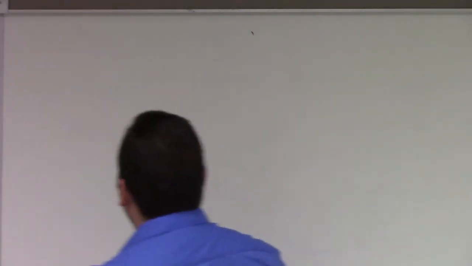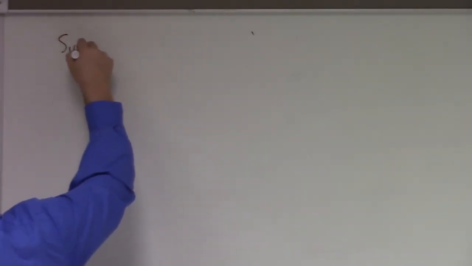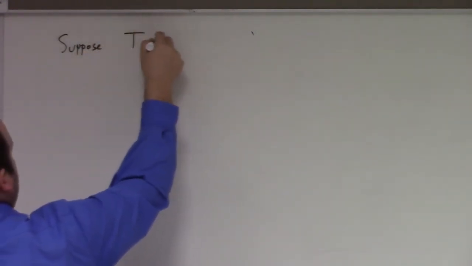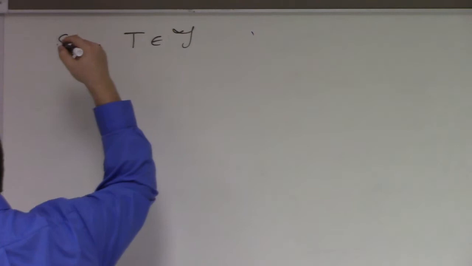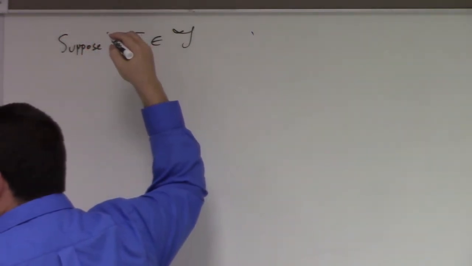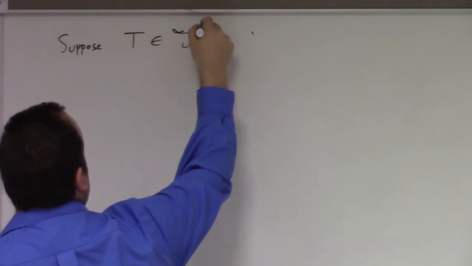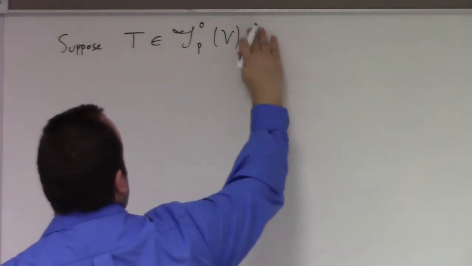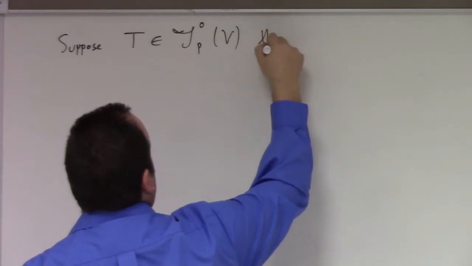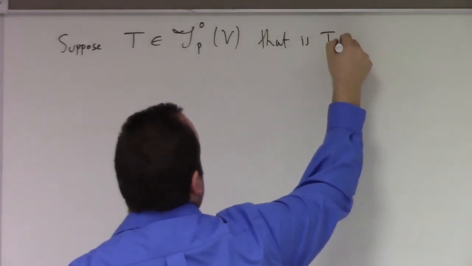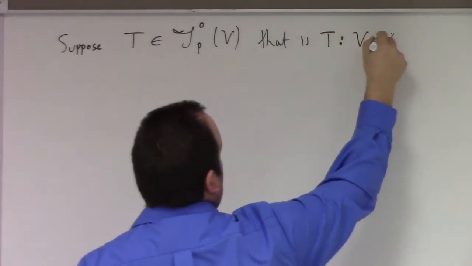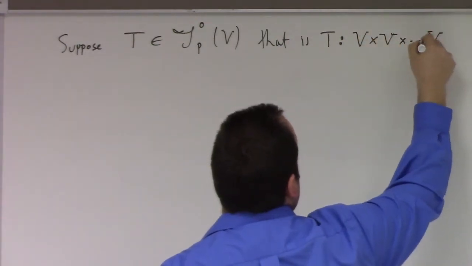So to talk about symmetric or anti-symmetric, I really need all of the entries to either be vector spaces or all to be dual spaces. So let's just, for clarity, suppose that T is an element of the tensors. Let's just look at the ones that act on vectors. That's kind of the most natural thing. So that's type 0,p over V, right? So what's that mean? T is a mapping from p copies of V to the reals, right?